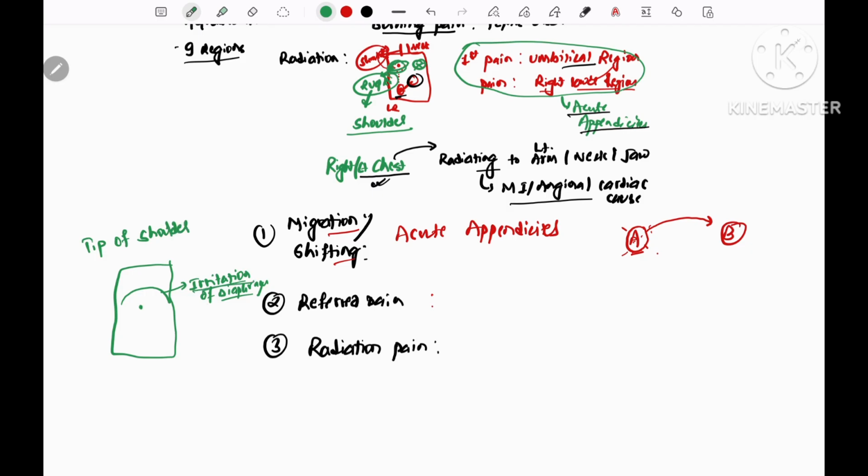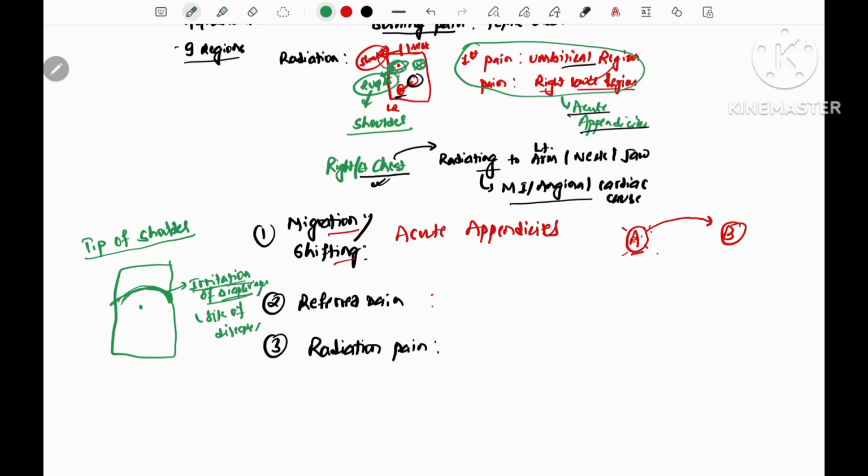So there is irritation of the diaphragm. The site of disease is this irritation of the diaphragm, but there is no pain in the abdomen region. Where is the pain occurring? The pain is occurring at the tip of the shoulder. So this type of pain is known as referred pain.